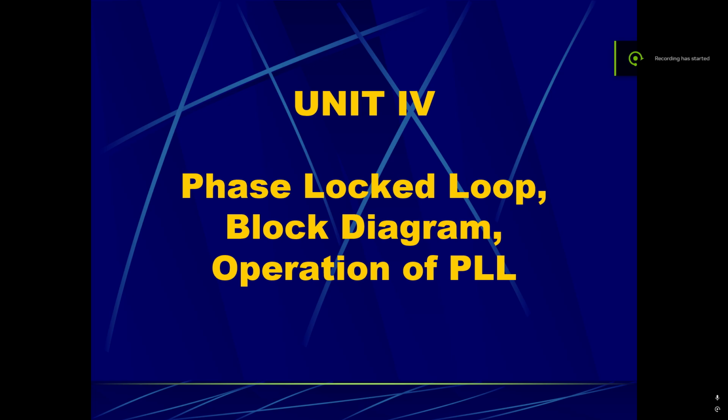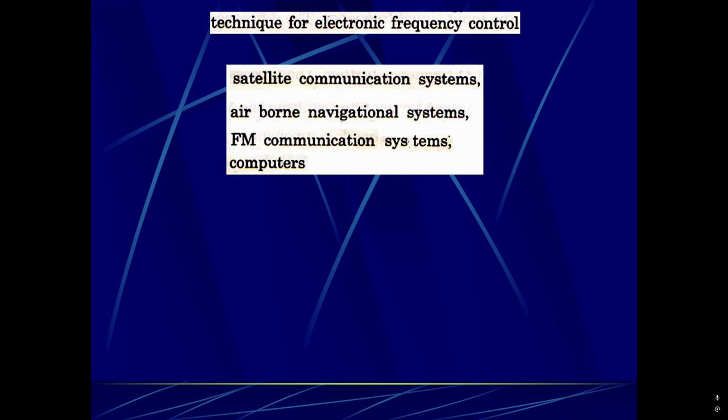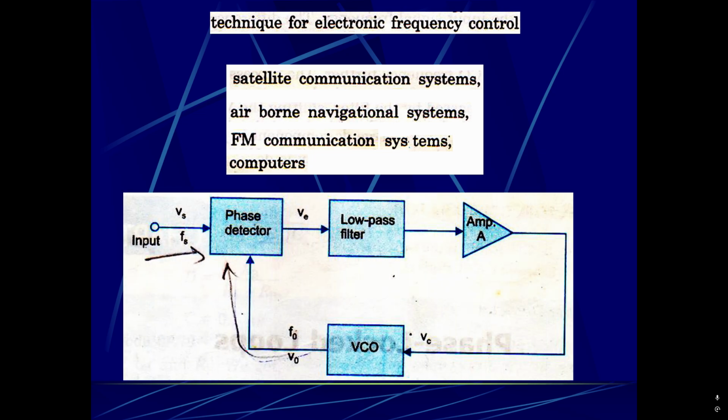Phase locked loop, block diagram, operation of PLL. It is a technique for electronic frequency control. It is mainly useful in satellite communication systems, airborne navigational systems, FM communication systems, computers, etc. So this is the basic block diagram of PLL.